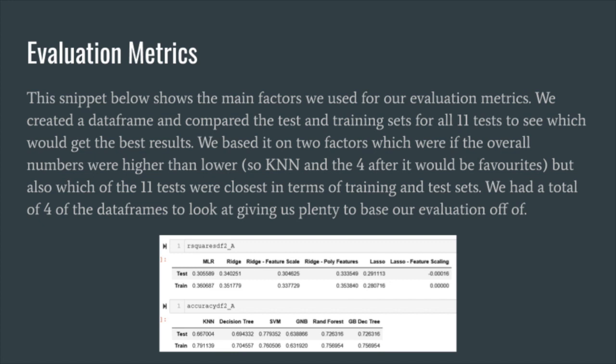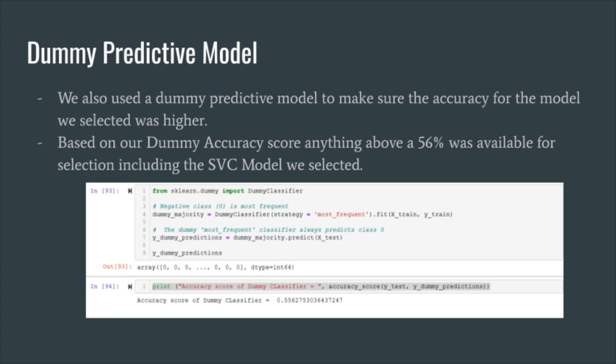After that, the evaluation metric was which had the closest results in terms of the training and test data sets, or the smallest error. That's how we ended up selecting the SVC model. As mentioned, we used a dummy predictive model to make sure the accuracy for the model we selected was higher. Based on our dummy accuracy score, anything above about 56% was available for selection, including the SVC model we selected.